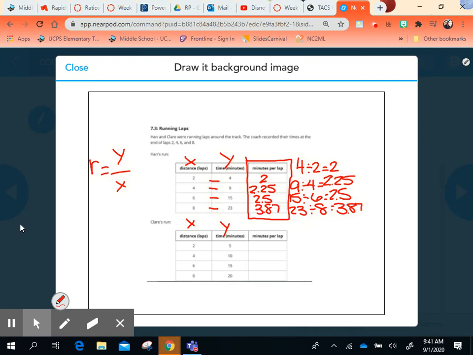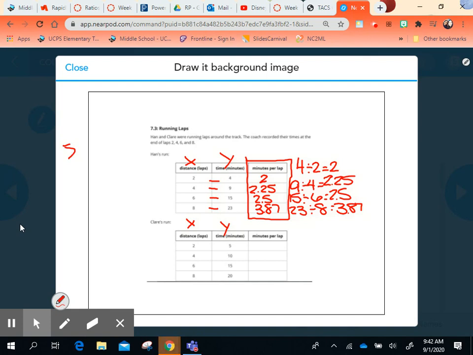Okay, so notice in that last column, are all those numbers the same? 2, 2.25, 2.5, 3.87. Are all those numbers the same? Is it the same number? No, they're not all the same number. In order for our table to be proportional, the unit rate needs to be the same all the way down the table. And I'm going to write that over here in the corner.